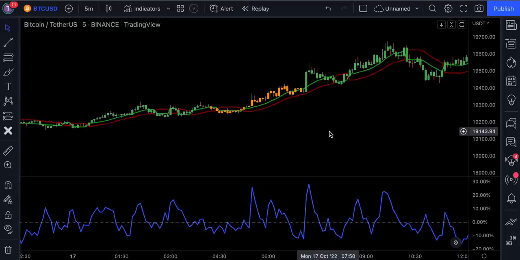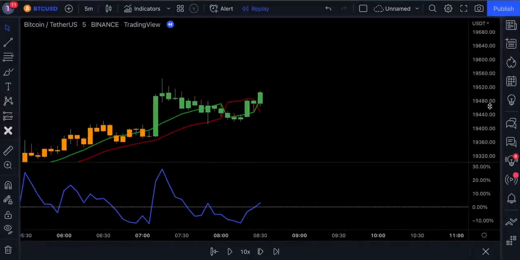This indicator will help us identify the high level of volume in the market. Okay, the strategy is now ready, let's understand the trading rules. So, a signal to go long is valid only when the following conditions are met.